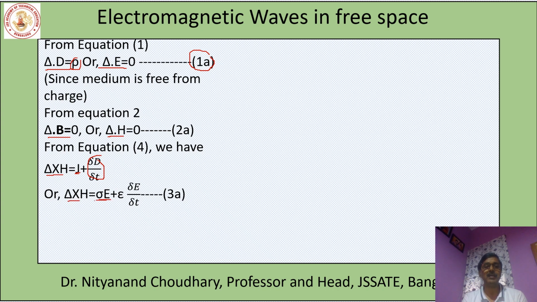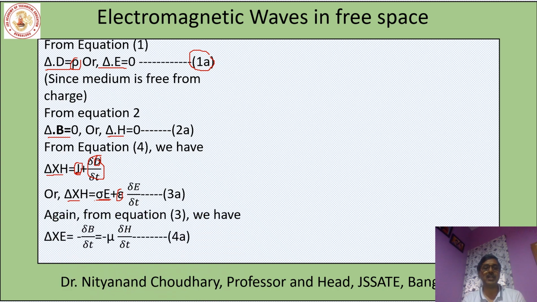We have taken J equal to sigma into E, and this D has been converted in terms of the electric field E, so D is equal to epsilon into E. It has been multiplied by epsilon, so del E upon del T. I am calling this equation 3A, and all of you must remember J is equal to sigma into E. We will be using this in the numerical problems also. Now one equation is left out, so let's see that equation also.